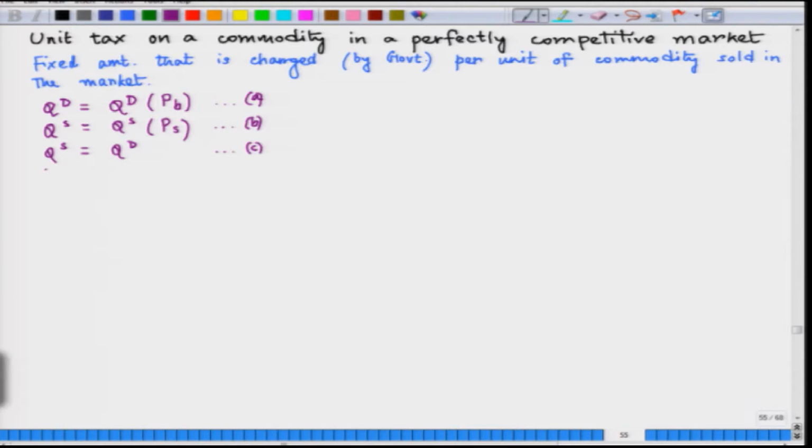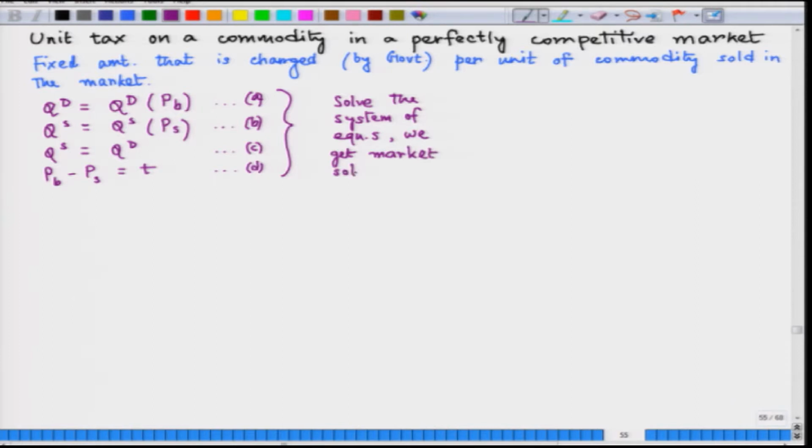And there is a fourth equation, which is the difference between the price that buyers pay and the price that sellers receive, and that is the amount of unit tax imposed by the government. That is my equation D. So, when we solve this system of equations, we get the market solution.